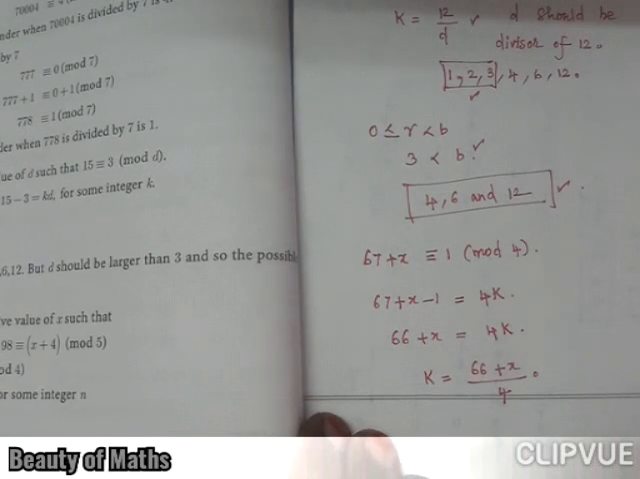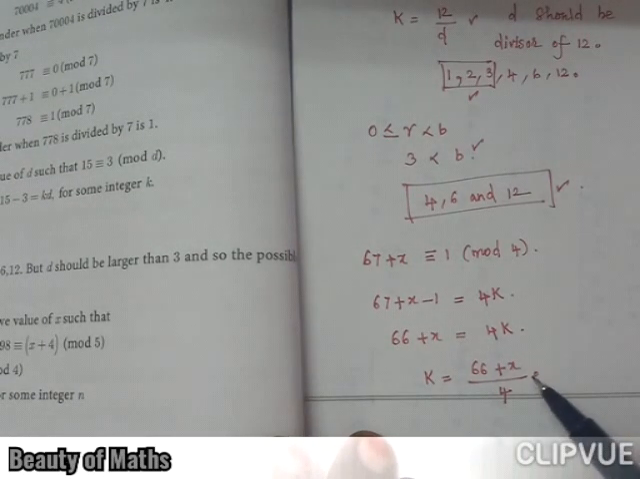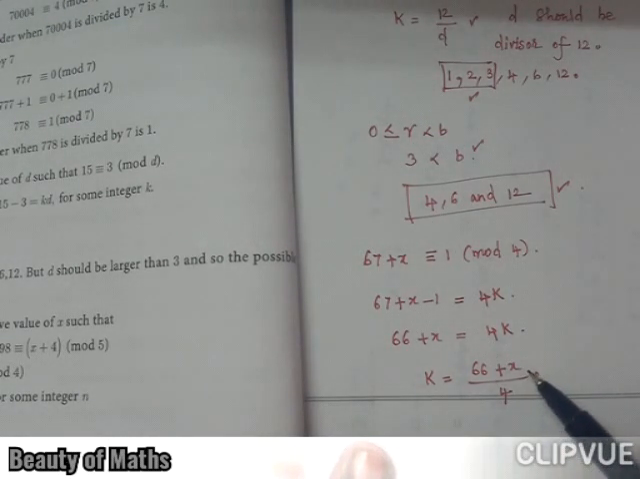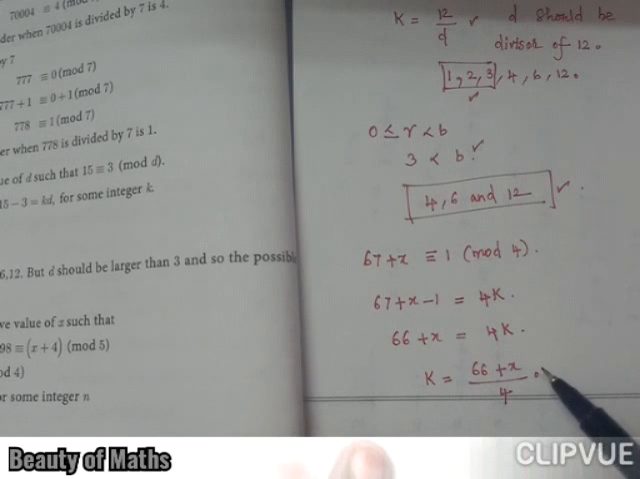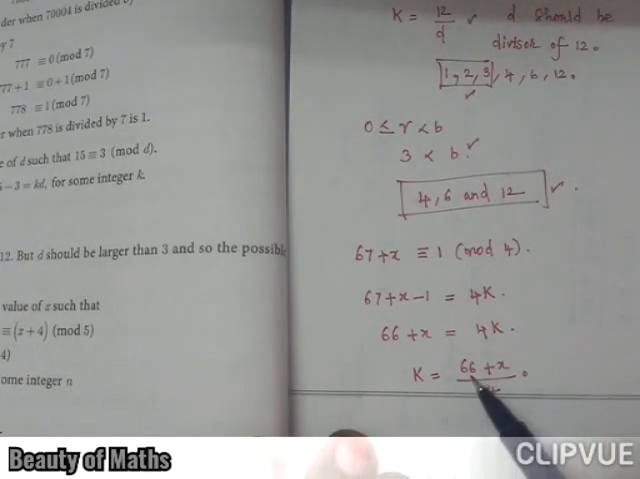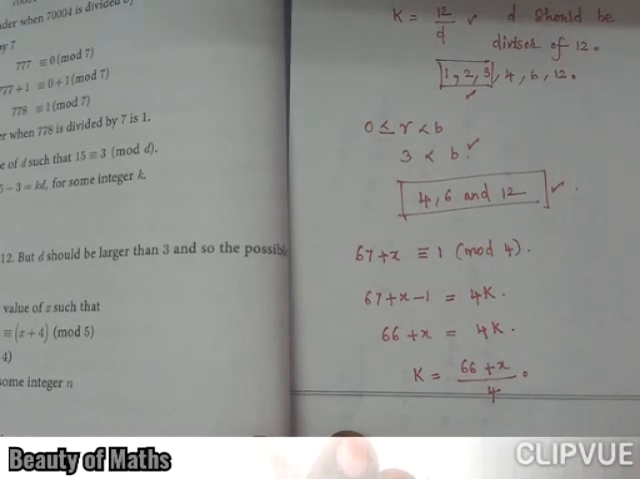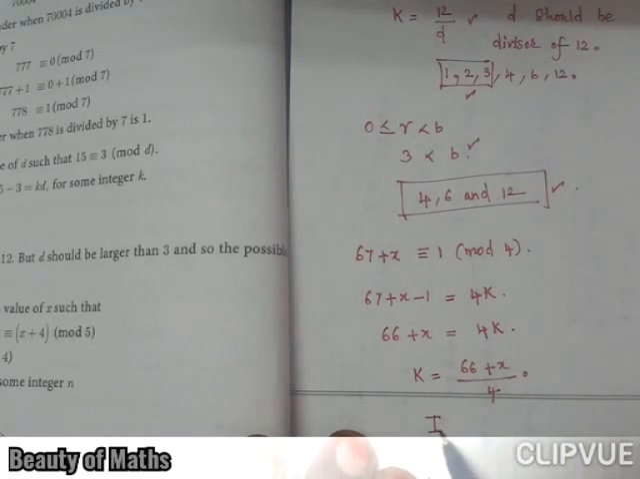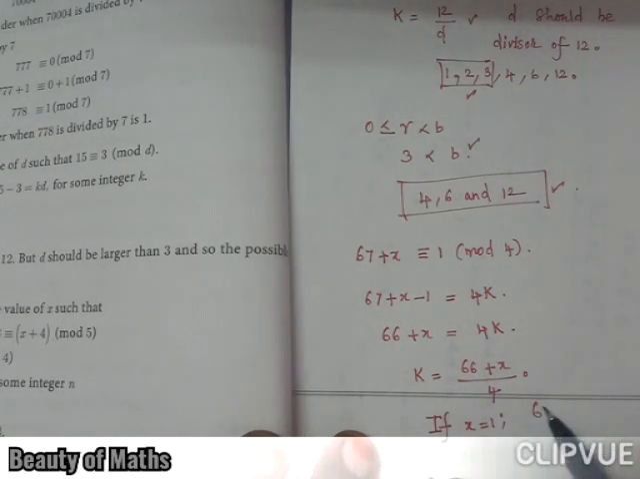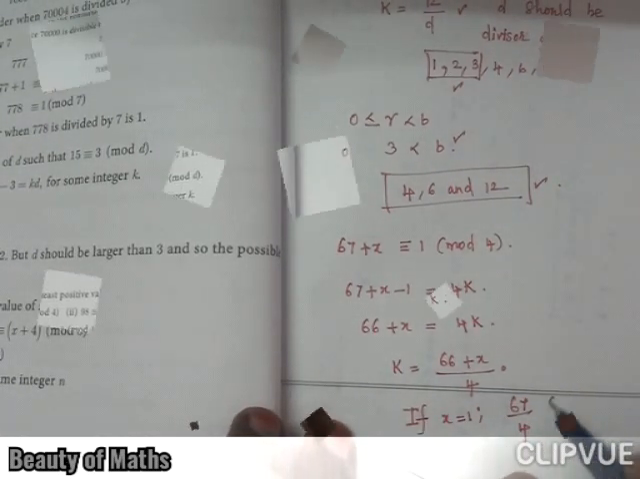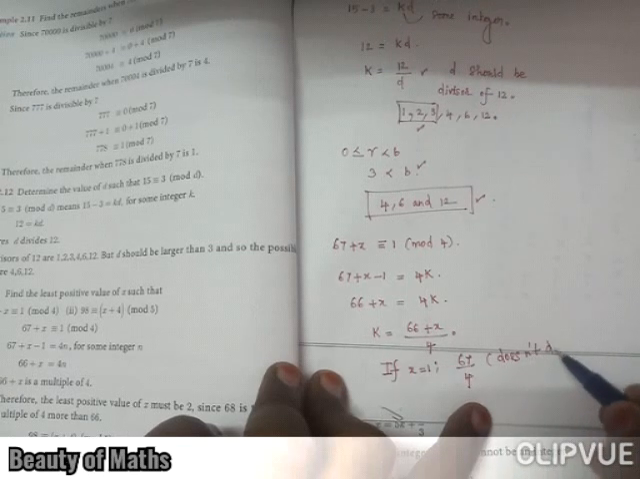66 plus x divided by 4. If you assign a value of x, after getting the result, it should be divisible by 4. If you take x equal to 1, what do we get? 66 plus 1 is 67 divided by 4. It is not divisible by 4.